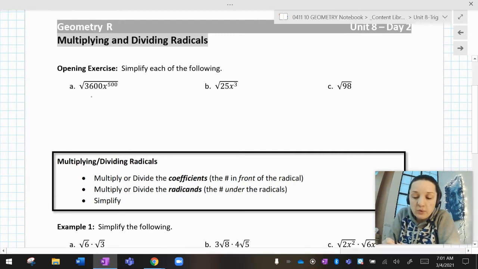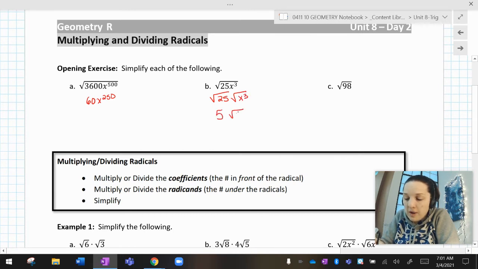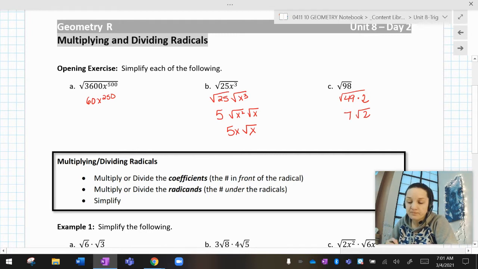What's the square root of 3600? That's going to be 60, and the square root of x to the 500 is going to be x to the 250, because when you square root something with a power, it cuts the power in half. Square root of 25x cubed, I'm going to separate that: 25 and x cubed. 25 becomes 5. X cubed is x squared times x. So this is 5x radical x. And 98 is 49 times 2, which makes this 7 root 2.